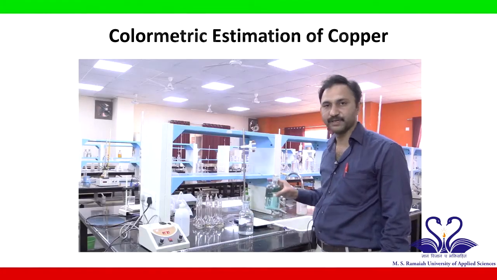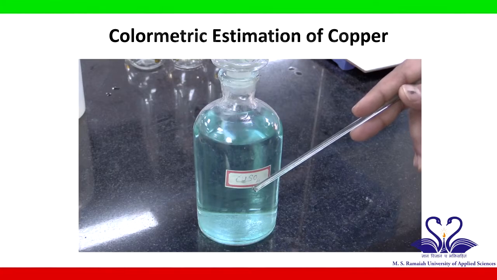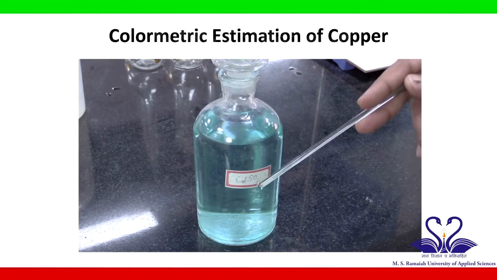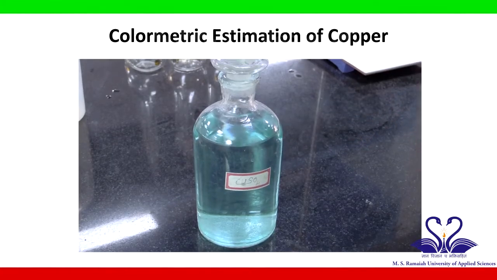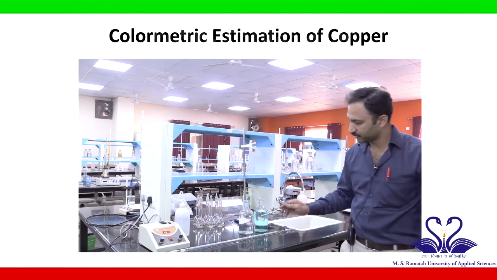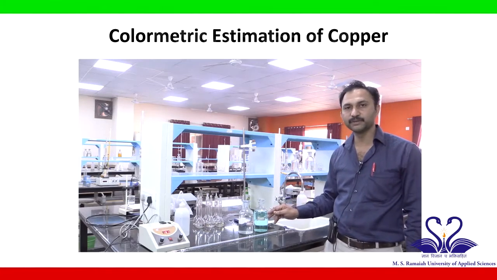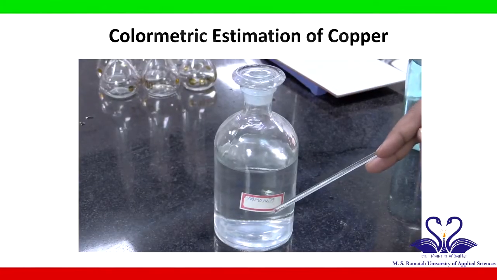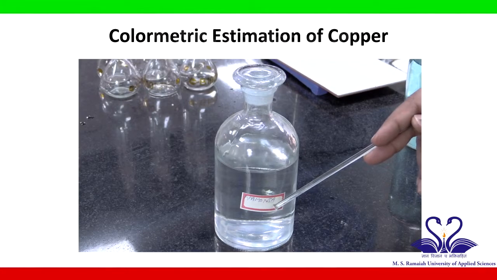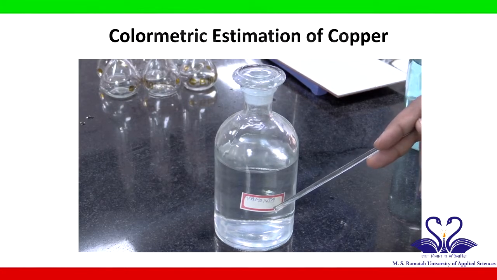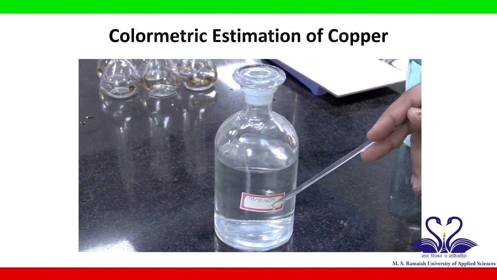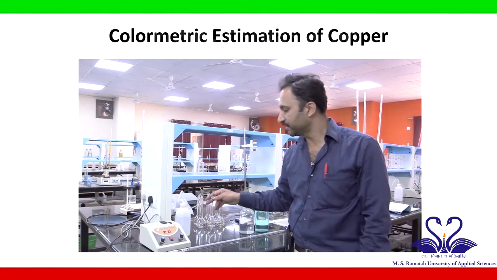The copper sulfate. This is the standard copper sulfate which you are going to use to prepare the series of standard solutions. And ammonia. This is ammonia which we are going to add 5 ml for all the flasks and also for the blank solution, to increase the color intensity, and in the blank solution to nullify the absorption of ammonia. The remaining is the distilled water.